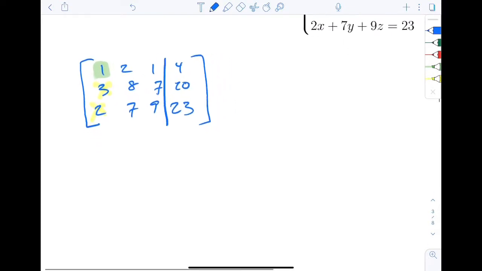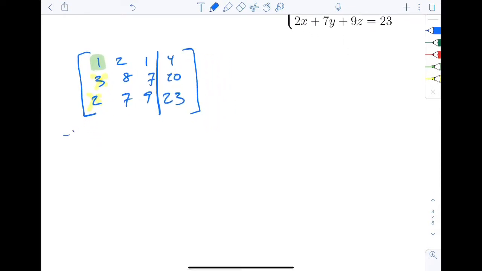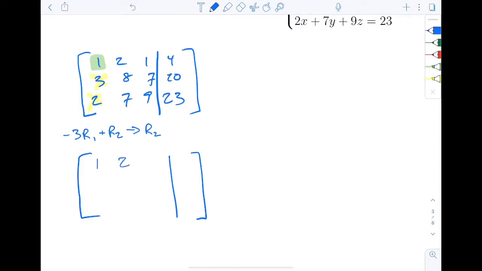I'm going to use that now to kill off each of these two things. The notation that I'm going to use is negative 3 times row 1 plus row 2, and we're going to put that into row 2. So we're going to multiply a constant multiple of row 1 and add that to row 2. And these are the elementary row operations. Row 1 stays the same: 1, 2, 1, 4.